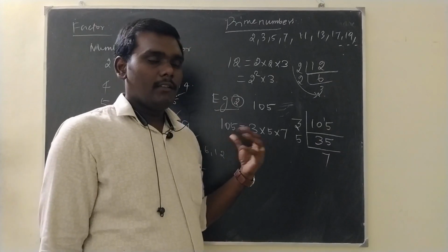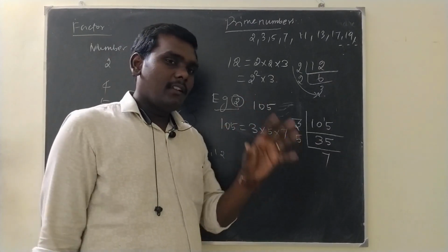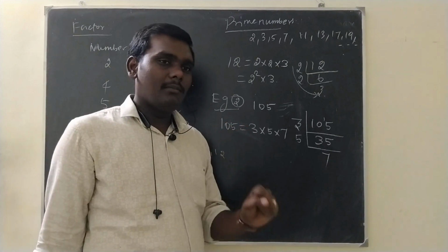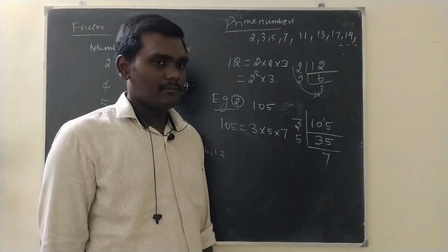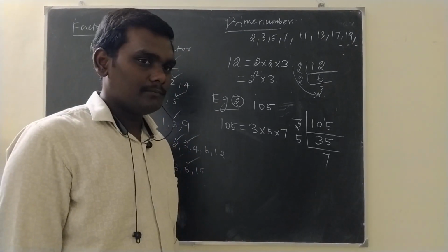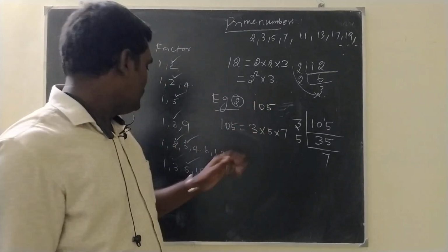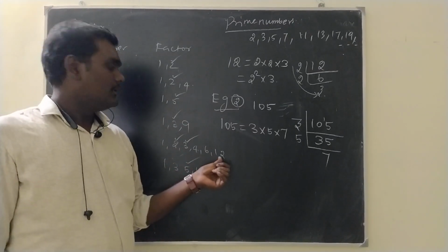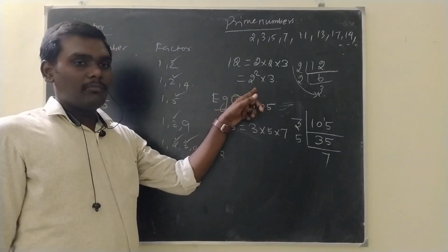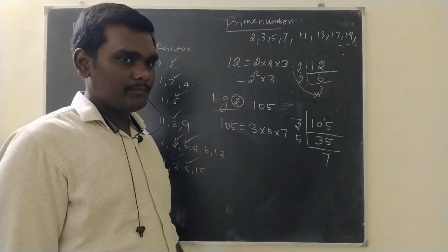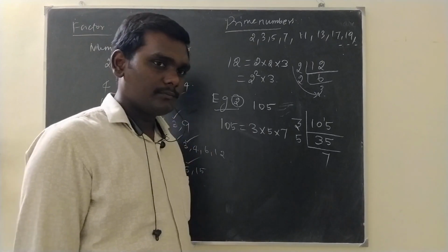So I'll tell you once again. Expressing the given number as a product of positive integral prime numbers, prime factors, is called prime factorization. See the number 12. Though 4, 6, 12 and all are factors, they will not be a part of this prime factorization. We should use only prime numbers and powers of them. Okay. Clear?